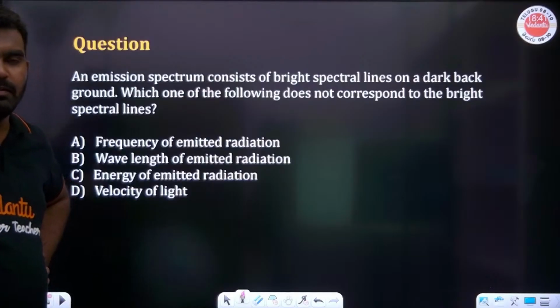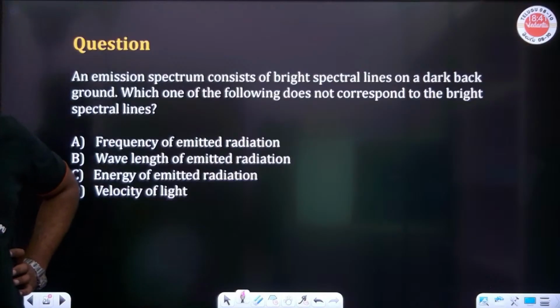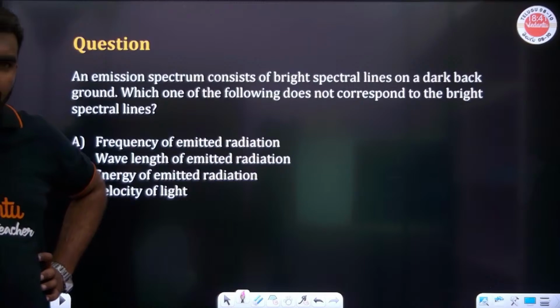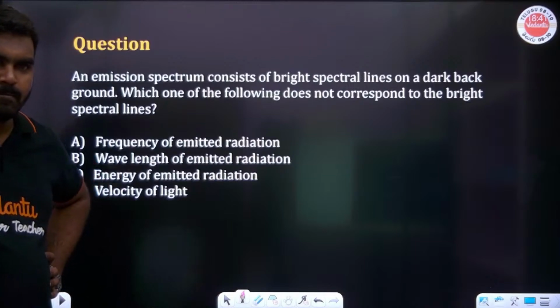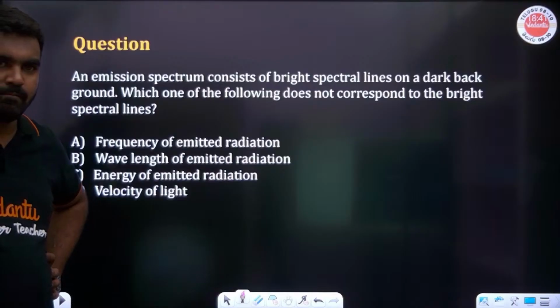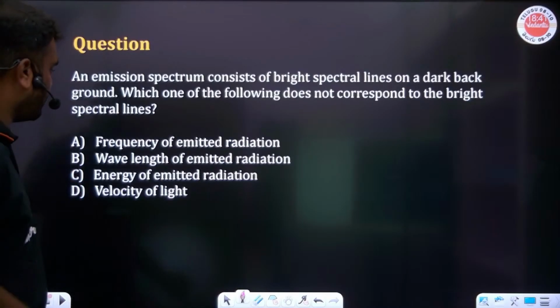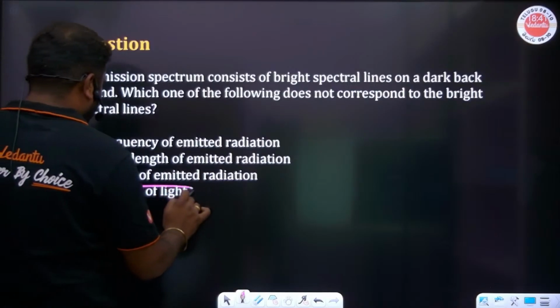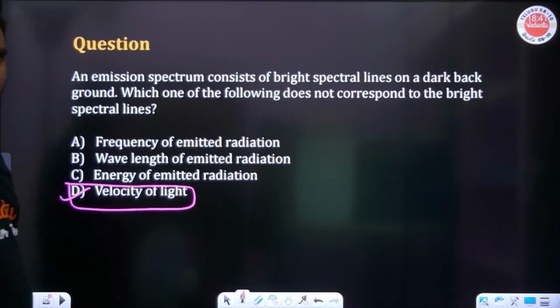What is the answer? So it does not depend on the velocity of light. Very good. Answer D is the correct answer. Option D is the correct answer. Okay, now.